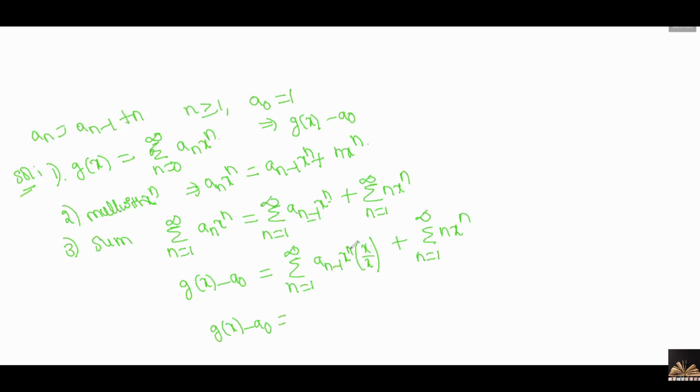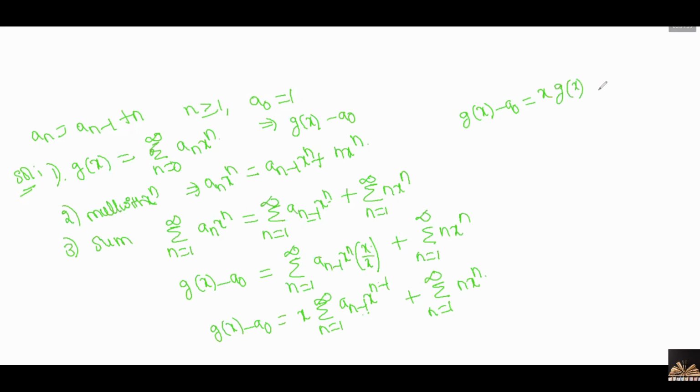Therefore it can be written as g of x minus a0 is equal to x times the summation, I can take this x out of the summation, n equal to 1 to infinity a(n minus 1) into x power n minus 1, plus summation of n is equal to 1 to infinity a n into x power n. Now this can be written as g of x minus a0 is equal to x into, I can write this as g of x again.